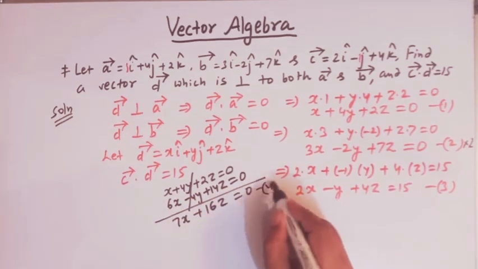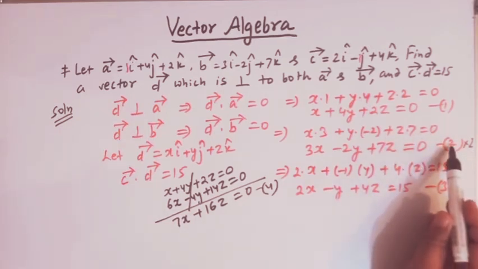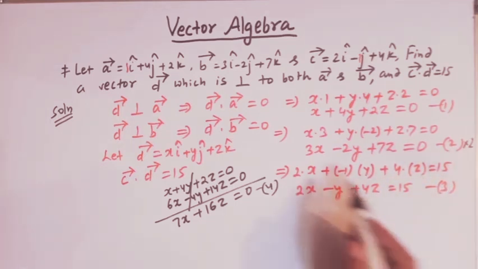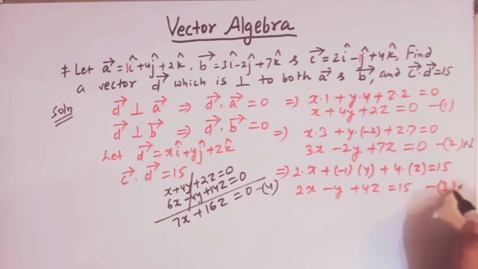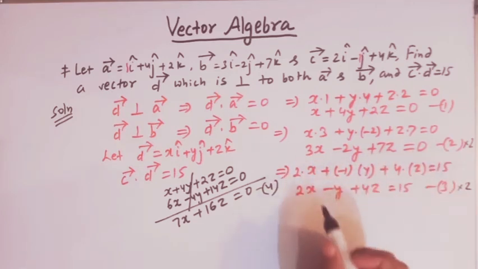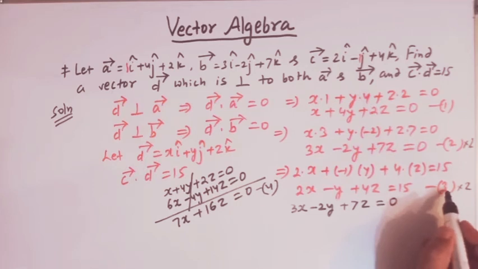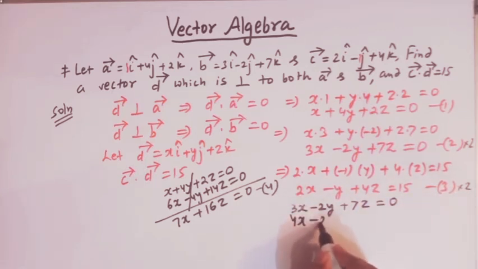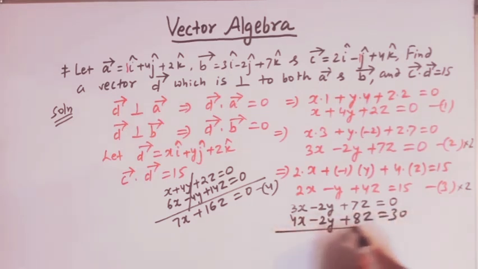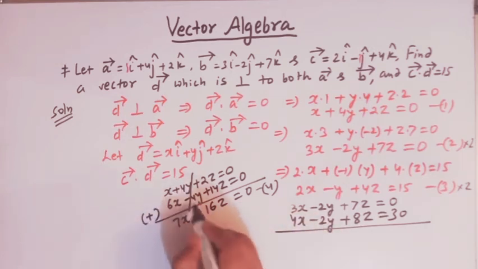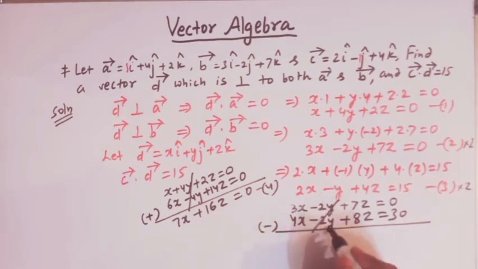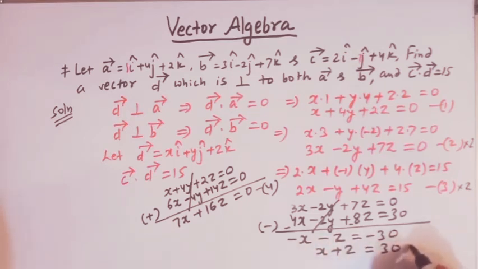Now this equation can be taken as equation 4, and now let us take equation number 2 and equation number 3, and let us multiply equation number 3 by 2, right? Take equation number 2 as such, that is 3x - 2y + 7z = 0, and when equation 3 is multiplied by 2, we get 4x - 2y + 8z = 30. Now we will subtract these two equations, so y gets cancelled, and we have minus x, and 7z minus 8z is equal to minus z, equal to minus 30. So x + z can be written as equal to 30. So this is equation number 5.